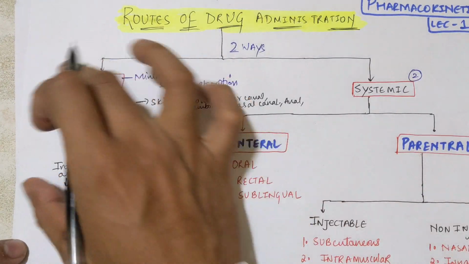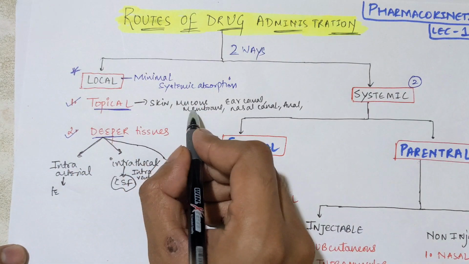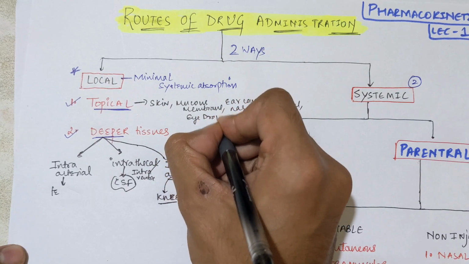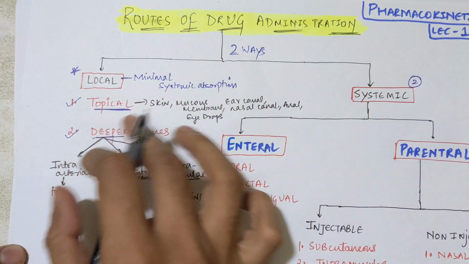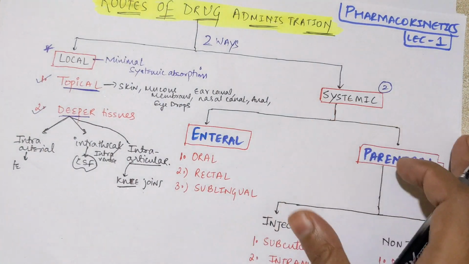Okay, so these are actually the local sections, means a local route, in which we have the topical, we give through skin, mucous membrane, ear canal, and eye drops also, we can give eye drops. So all this is topical, and the deeper comes inside the local route. Okay, now what happens in the systemic route?